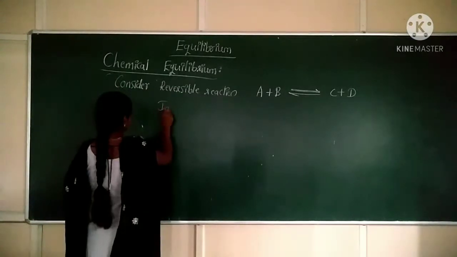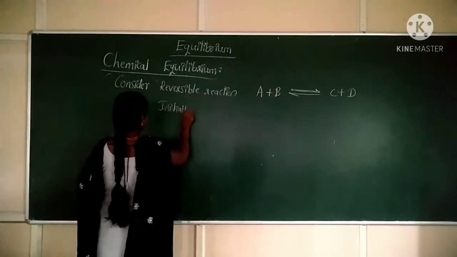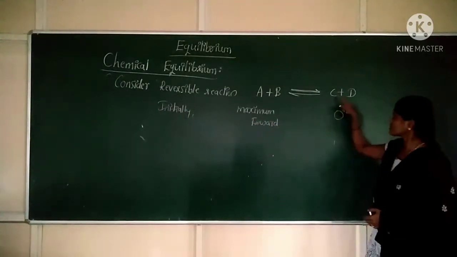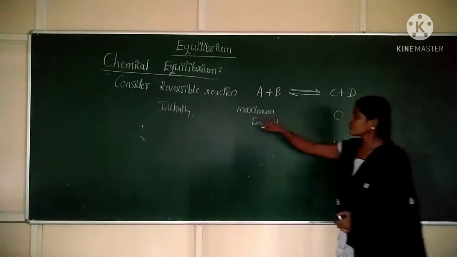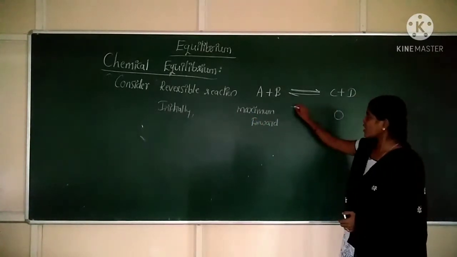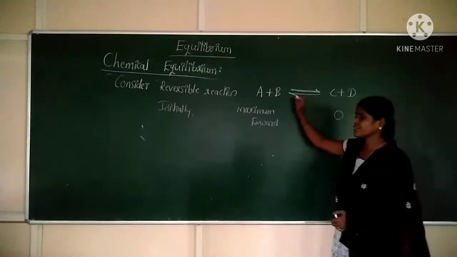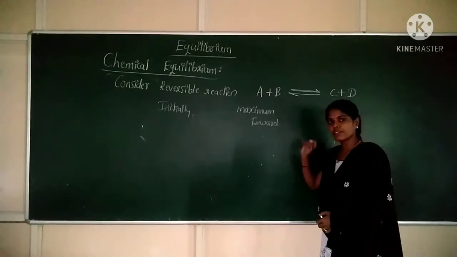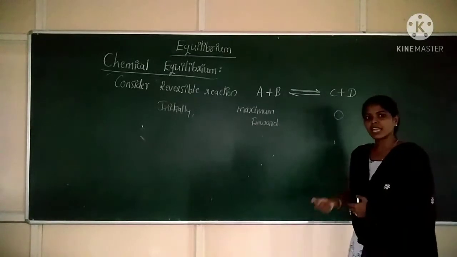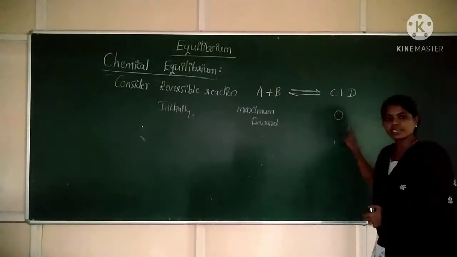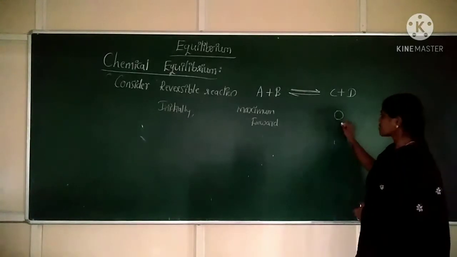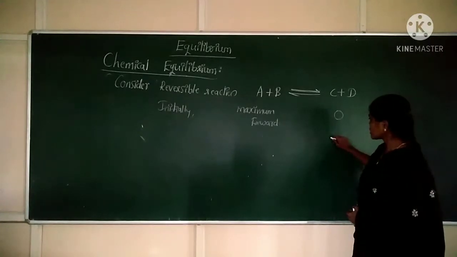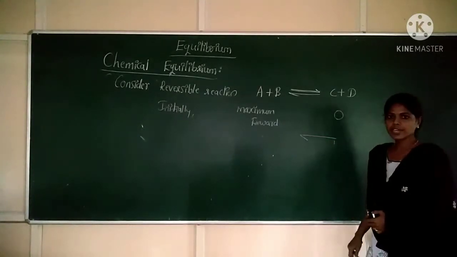Now, initially the concentration of A and B will be maximum, correct? At the initial stage, the concentration of C and D will be 0. Now, the reaction is proceeding in which direction? Forward direction. Clear? As the reaction proceeds in the forward direction, as time changes, there will be a change in the concentration of C and D. At that time, backward reaction starts. It means conversion of C and D into A. Are you getting?